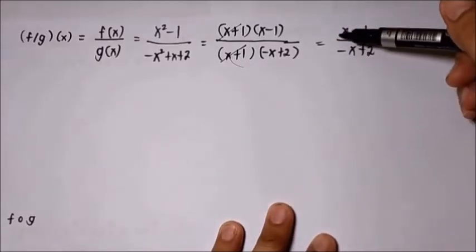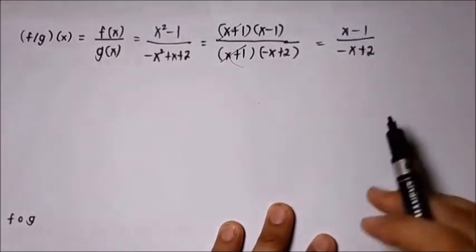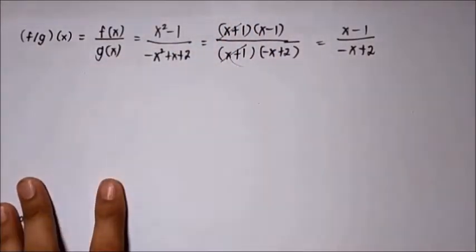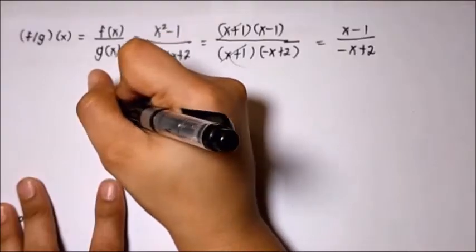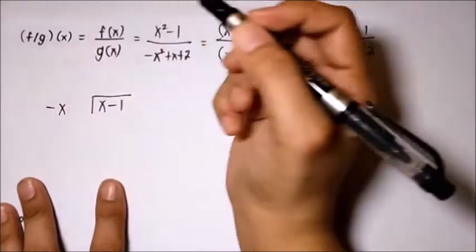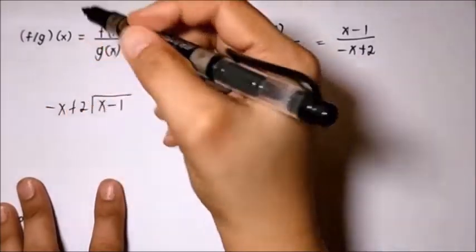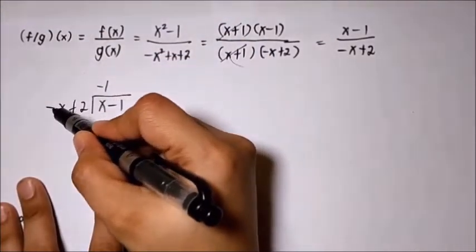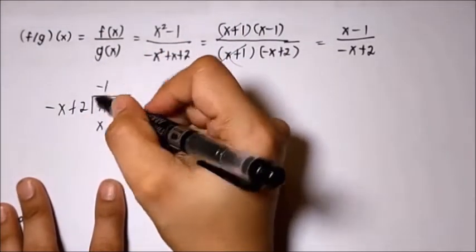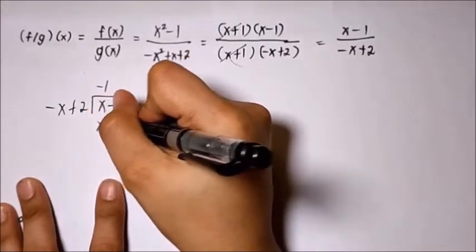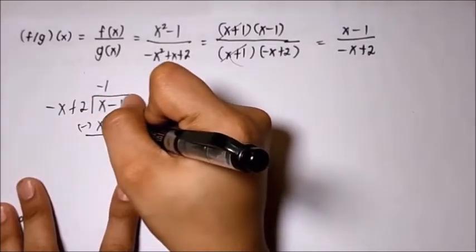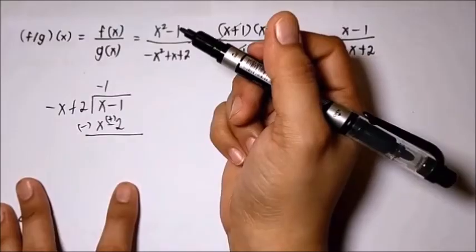But don't forget, this is still improper, so we can still divide that one. So let's divide that. What would be our value now? We have x minus 1 divided by negative x plus 2. So x divided by negative x is negative 1. So negative 1 times negative x is positive x. Negative 1 times 2, it's negative 2. And then perform subtraction. So this would become negative. This is negative. It would become positive.